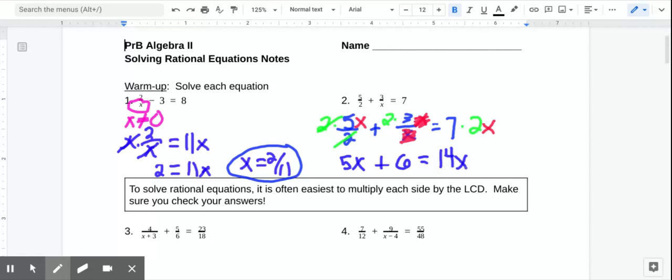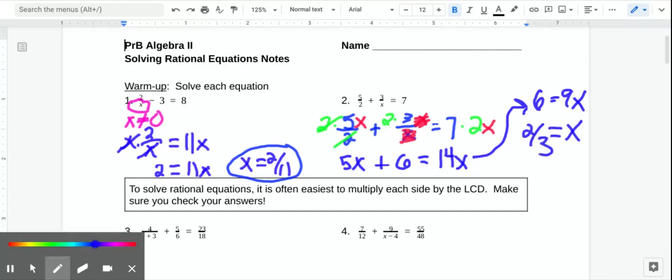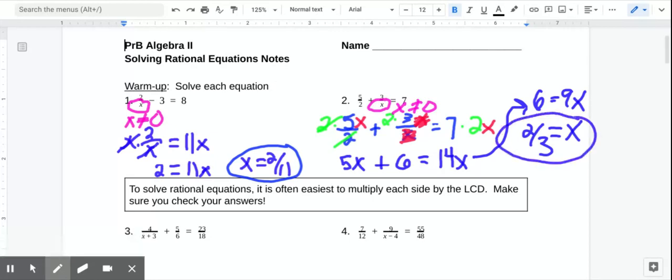And all of a sudden, this is a really simple equation to solve because there's no fractions in it. We're just going to subtract 5x from both sides, divide both sides by 9, and reduce, and we get 2/3. Remember to go back to the original equation. We are not allowed to divide by 0. That's our excluded value. But our answer was 2/3, not 0. So this is a great answer.